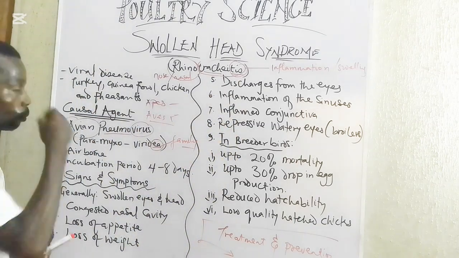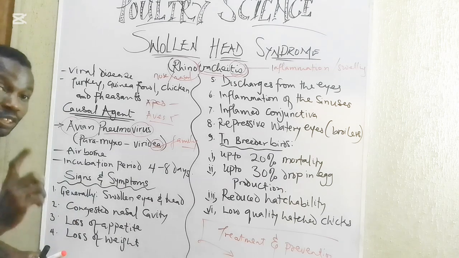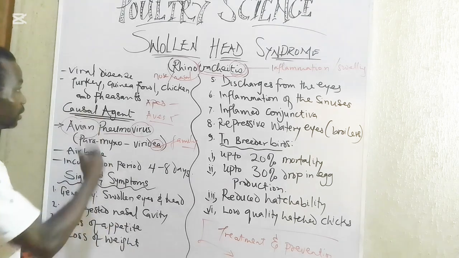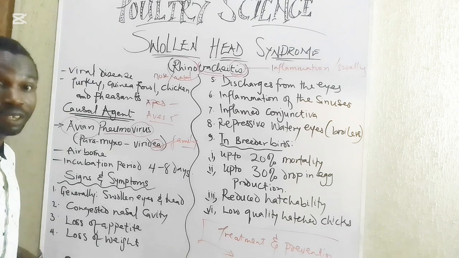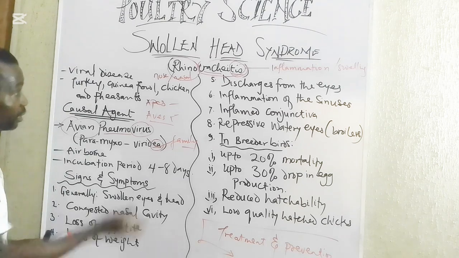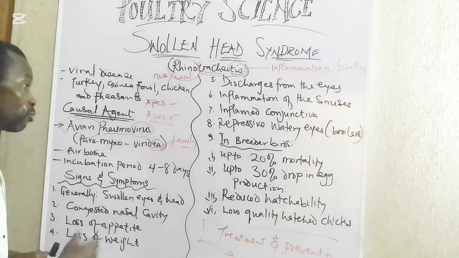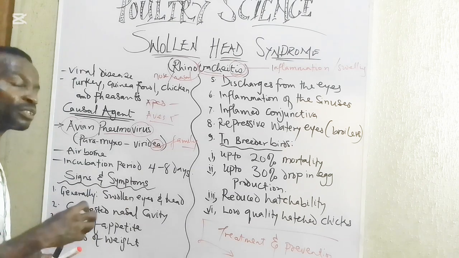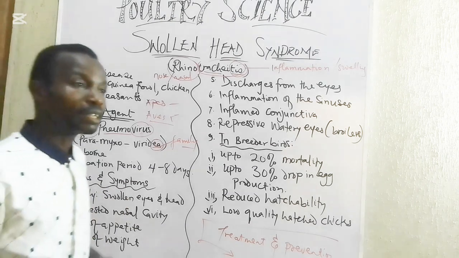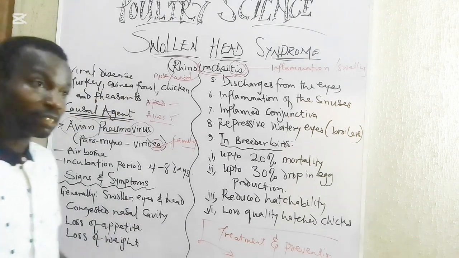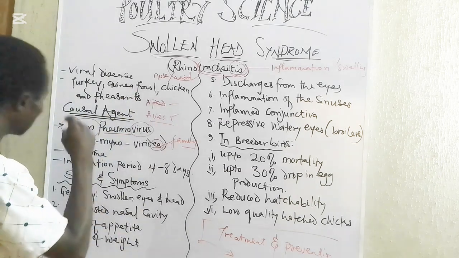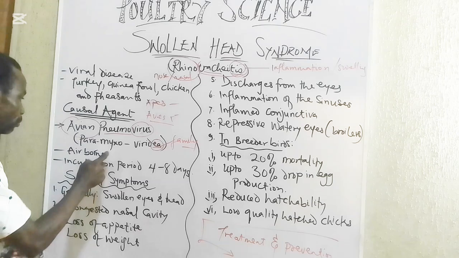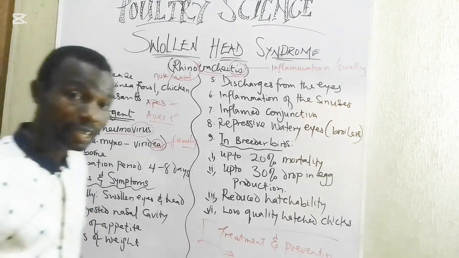Now, what are the birds that are usually affected? Turkey, guinea fowl, chicken, pheasants. Others may be affected but not as commonly as these. As we go on, we'll keep on seeing how it affects different birds. I told you all these are called avian, they are birds.